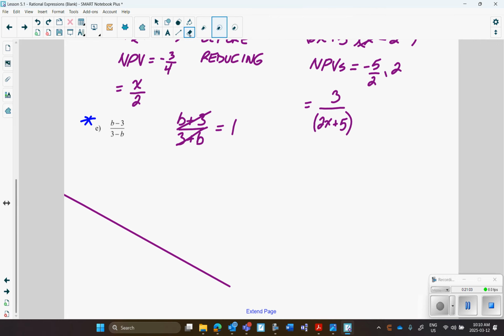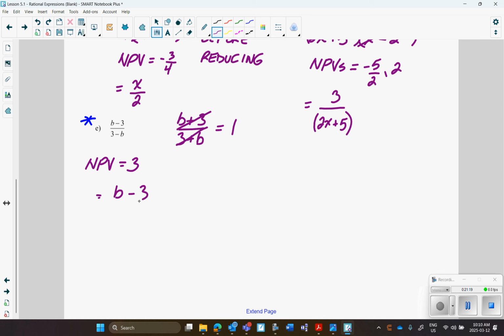First of all, let's state the NPVs. What can b be? 3. So what I'm going to do first is rewrite the bottom so that it's in the same order. 3 minus b is the same as negative b plus 3. So you can see that they're not the same. Oh, man.